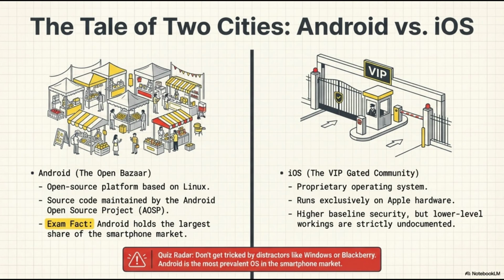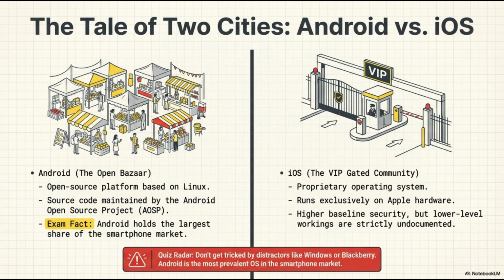Now, on the other side of the fence, you have iOS, which is much more of a VIP-gated community. iOS is a completely proprietary operating system and runs exclusively on Apple's own hardware. Because Apple exerts total control over both the physical device and the code, it generally presents a higher baseline of security right out of the box. The trade-off for that security, however, is opacity. The lower-level workings of iOS are strictly undocumented and closed off to the public.